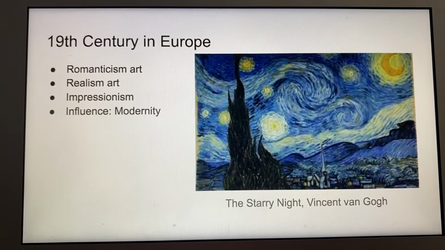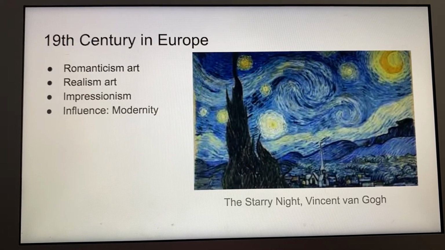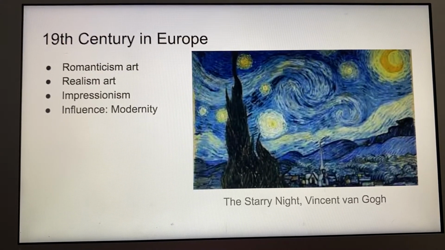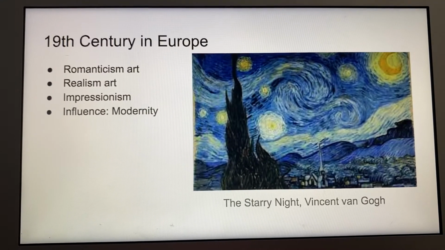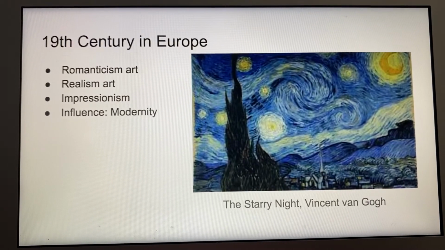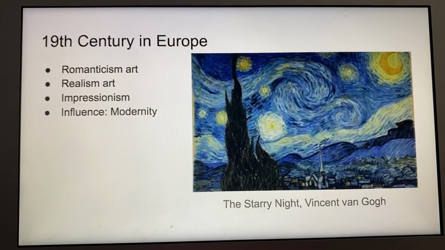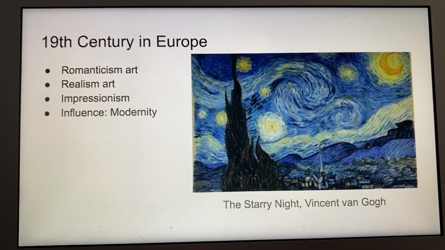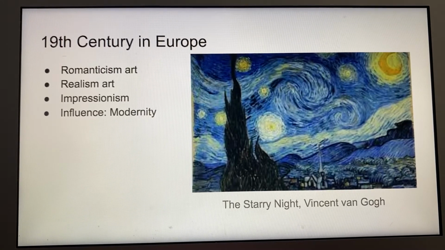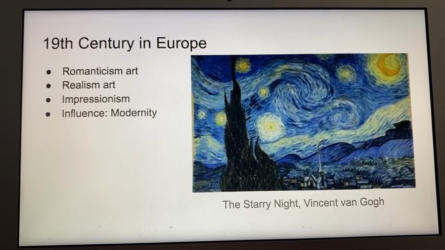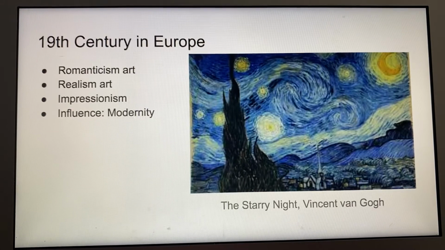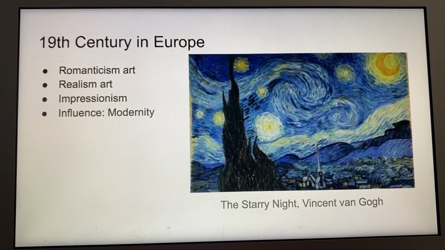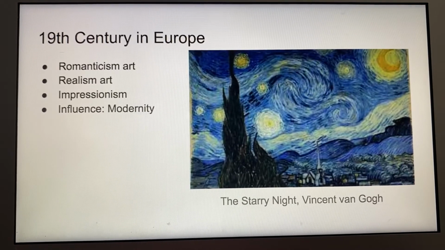Then we move to realism art. Realism, as opposed to romanticism, is exactly what the word implies. It's a real image. It's like a shot from a camera. It's what you paint, what you see, and usually there's social consciousness behind the motivation. It shows the real motion.